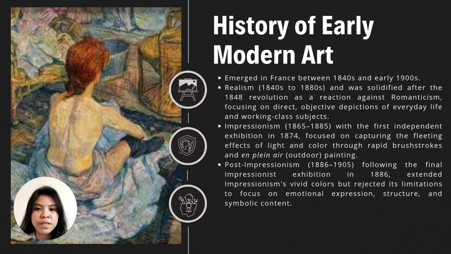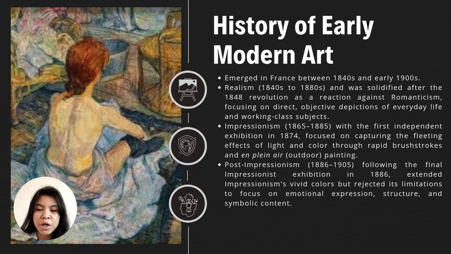Now let's move to the history of early modern art. Early modern art developed during a time of major change in Europe, influenced by industrialization and political revolutions, and emerged in France. Realism, from the 1840s to the 1880s, focused on showing everyday life as it truly was, especially the experiences of ordinary people without idealization, and was solidified after the 1848 revolution as a rejection of Romanticism.